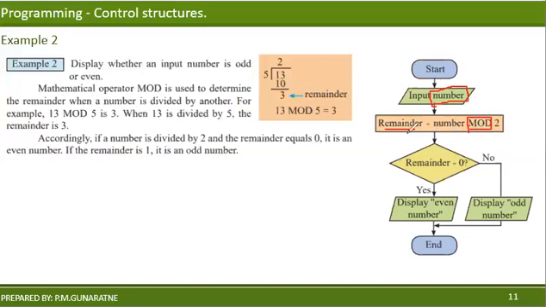Then 0 will be stored in remainder. Let's take 105. 105 mod 2 means 105 divided by 2 and output the remainder. The remainder is 1. Then this remainder part will be equal to 1. Okay, that's what is going to happen in this process box, right?